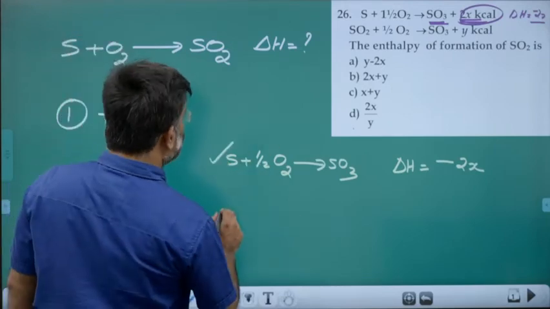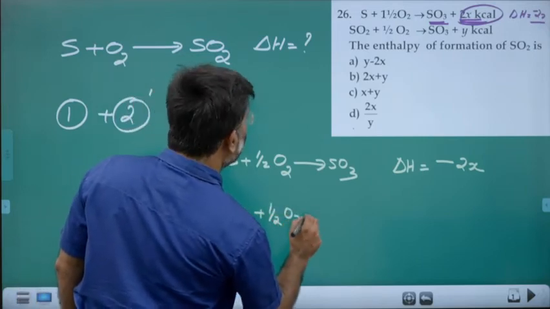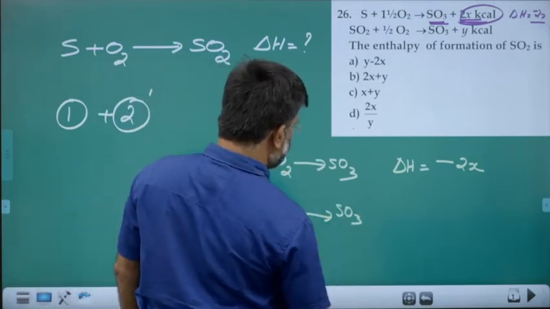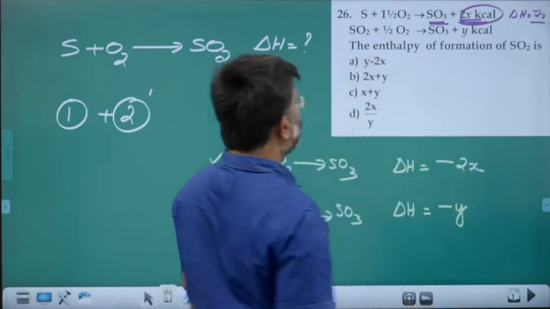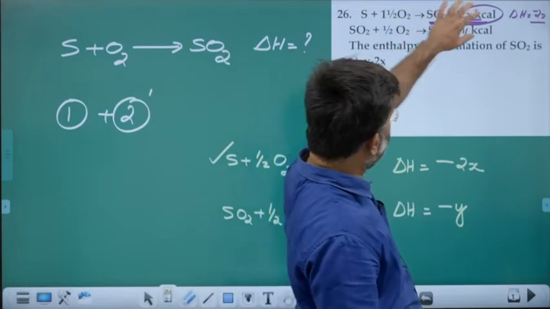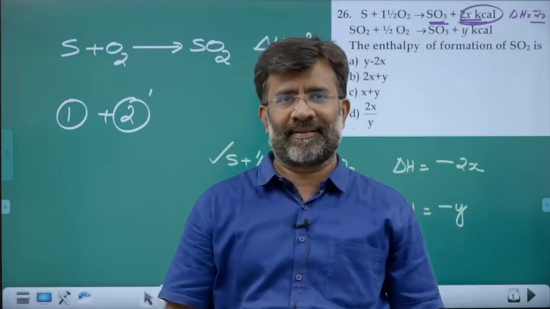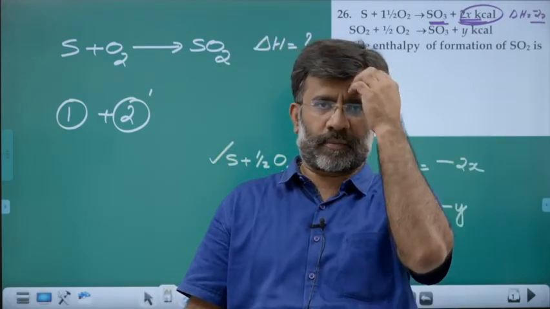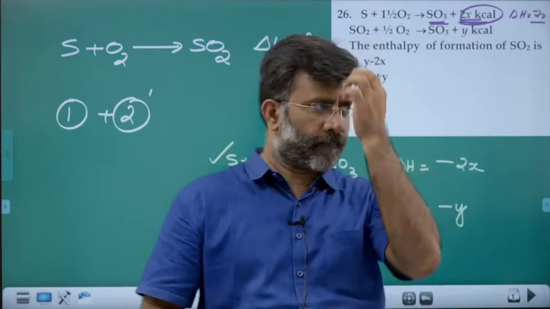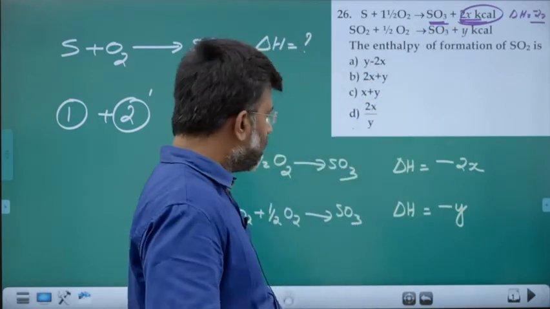Now, second equation. SO2 plus half O2 giving SO3, delta H is minus y. See, when you write the heat along with the product, if it is written plus, what does that mean? The product SO3 plus heat, that means that is exothermic, right?